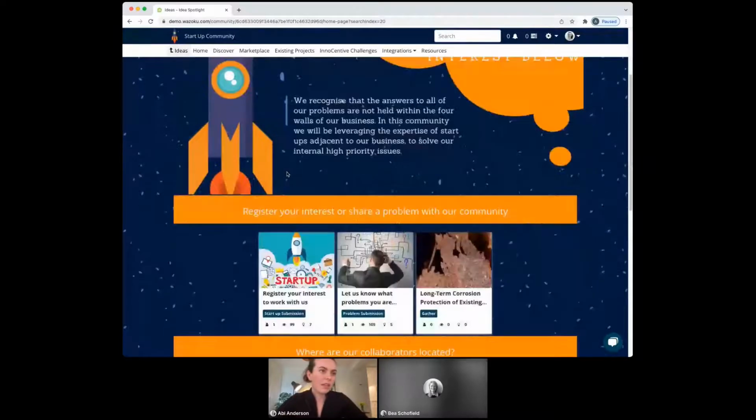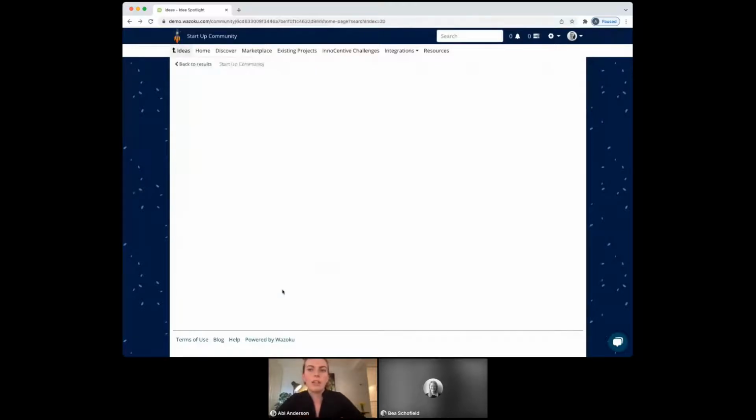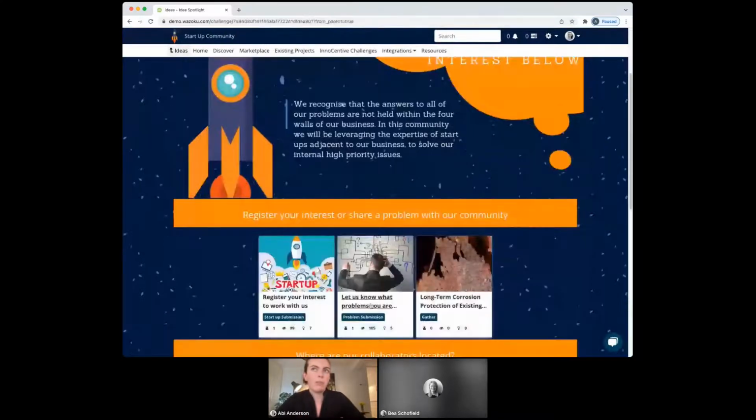Using all of the same functionality as the main site, you're able to run challenges in this area. A typical challenge that we see is a registration, allowing startups to come and register their interest in working with your organization. If you use this challenge to collect a lot of information on the startup, so the platform really understands who they are and what their business model is, you can then, alongside this challenge, start running a problem facing challenge.